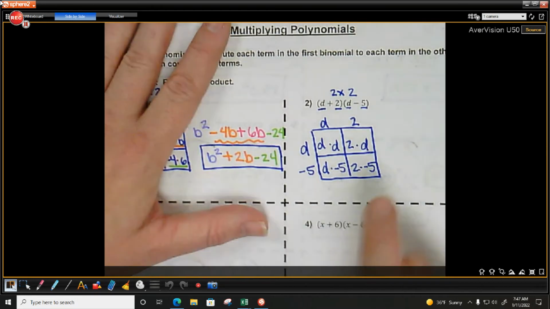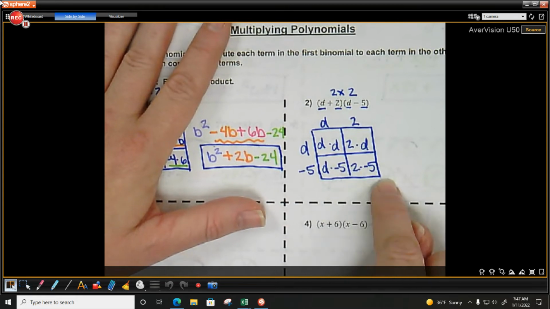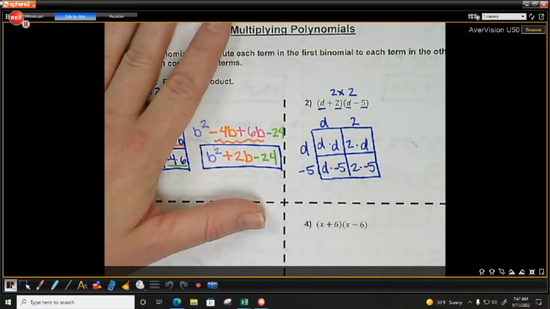Biggest mistake, guys, is really when we do our constants, we see 2 minus 5 and we write negative 3. The terms inside the box, we're multiplying these to then take them outside the box, okay?